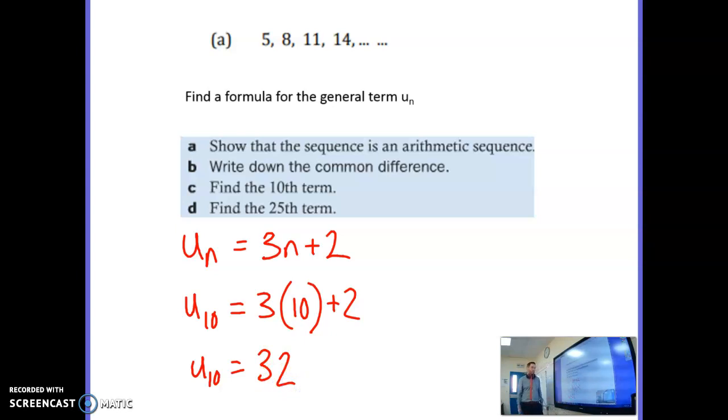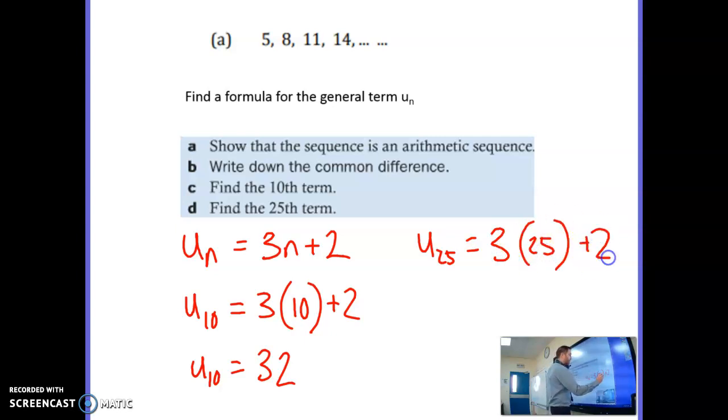And you do the same for the 25th term. Instead of substituting in 10, I would substitute in the number 25. So U25 is equal to 3 times 25 plus 2, and so the 25th term is equal to 77, I believe.